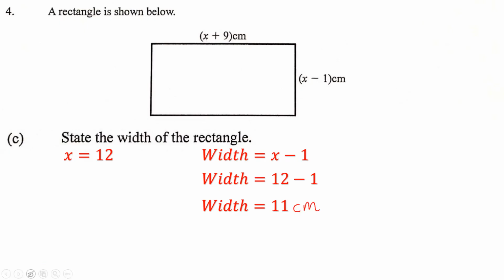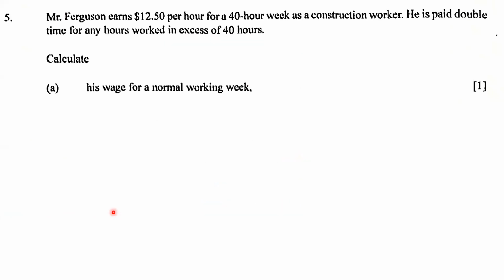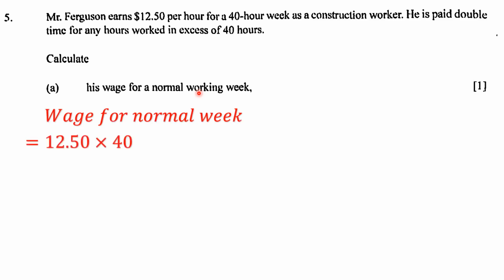All right, let's move on to the next question. Question number 5. It says, Mr. Ferguson earns $12.50 per hour for a 40-hour week as a construction worker. He is paid double time for any hours worked in excess of 40 hours. Calculate his wage for a normal working week. So we know that he works 40 hours for a normal working week. And for each hour, he's paid $12.50. So to calculate his wage for a normal week, we're going to multiply $12.50 by 40. And if we do that, we get 500.